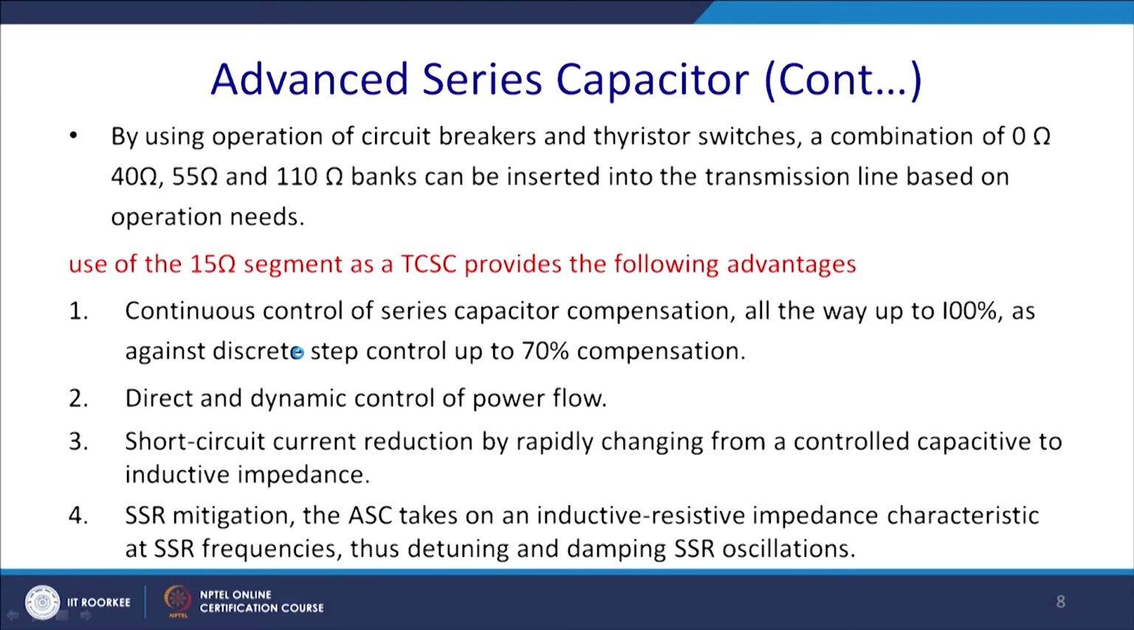By using the operations of the circuit breaker thyristor switches, a combination of 0 ohm, 44 ohm, 55 ohm, 110 ohm banks can be inserted into the transmission line based on the need of the operation. The use of 15 ohm segments as a TCSC provides the following advantages.